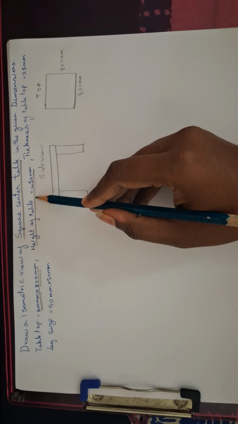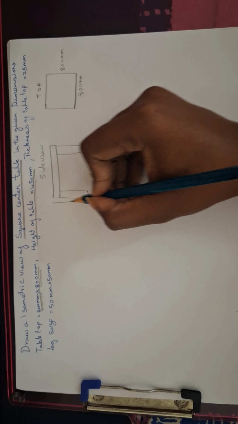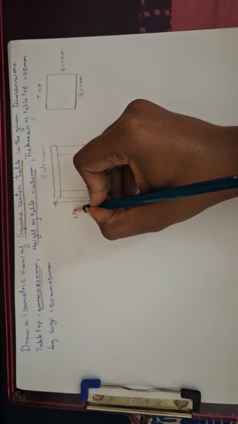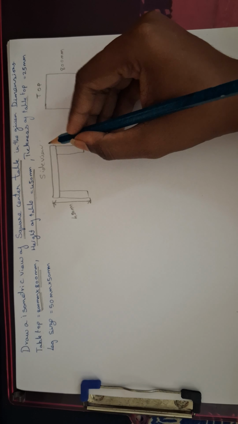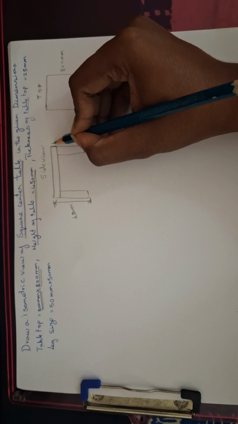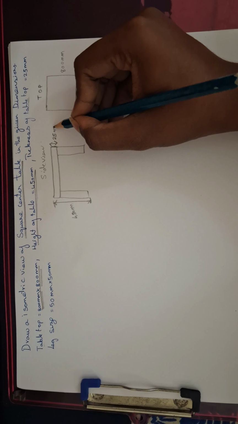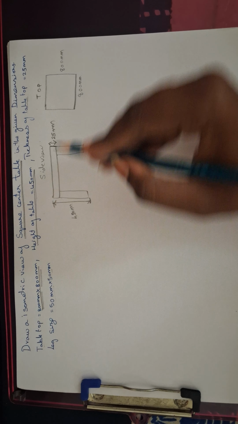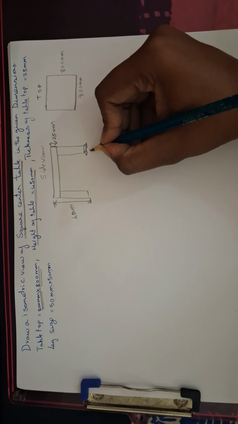Where in the question it has given the height of the table is 450 mm. The height of the table is 450 mm and the thickness of the tabletop, what they are mentioning, is 25 mm, and the leg size is 50 mm by 50 mm. The size of the leg, the thickness of the table leg, is 50 mm.